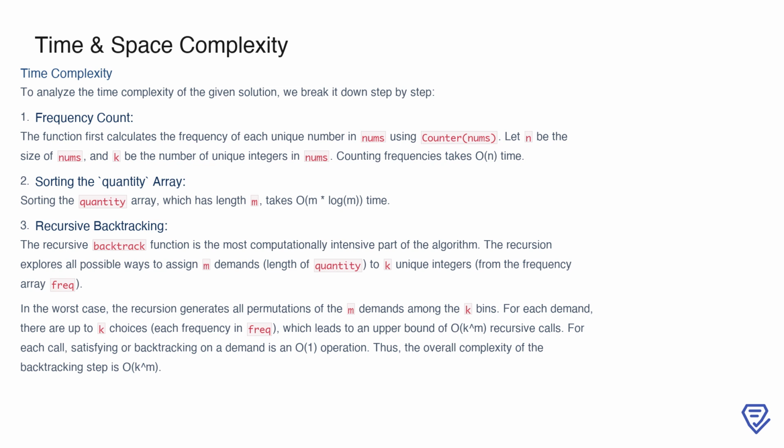The most computationally intensive part of the solution is the recursive backtracking process. This recursion explores all possible ways to allocate m demands to k bins, where k is the number of unique integers in the frequency array. In the worst case, each of the m demands can be paired with any of the k bins, resulting in up to k^m recursive calls. Each recursive step involves constant time operations like assigning or backtracking on a demand, so the overall time complexity of the backtracking step is O(k^m).